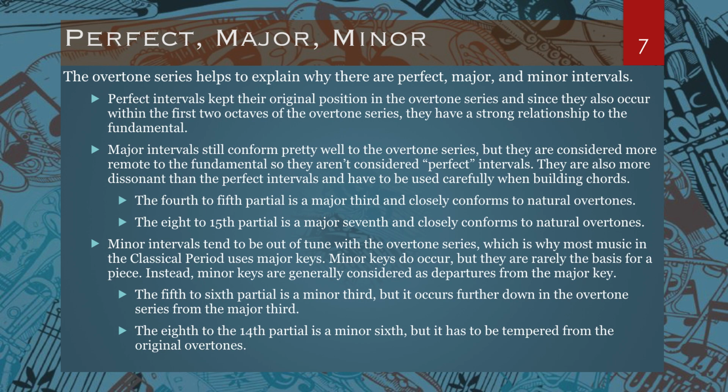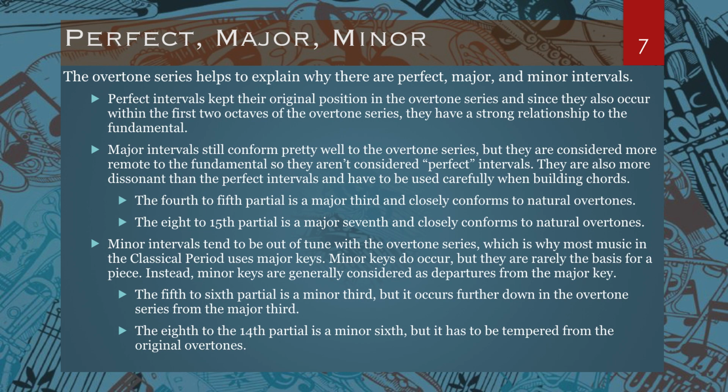Major and minor intervals occur later on in the overtone series, so they're not perfect, and they're usually tempered a little bit to make it fit a system where we have evenly spaced half steps. So the overtone series helps to explain then why there are perfect, major, and minor intervals. Perfect intervals kept their original position in the overtone series, and since they also occur within the first 2 octaves of the overtone series, they have a strong relationship to the fundamental. Major intervals still conform pretty well to the overtone series, but they are considered more remote to the fundamental, so they aren't considered perfect intervals.